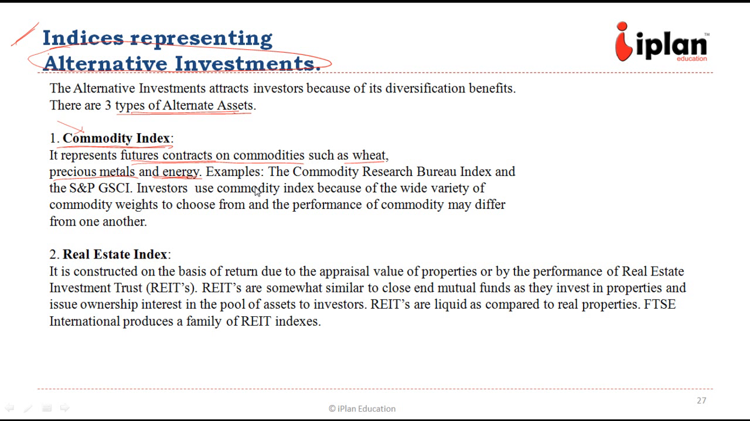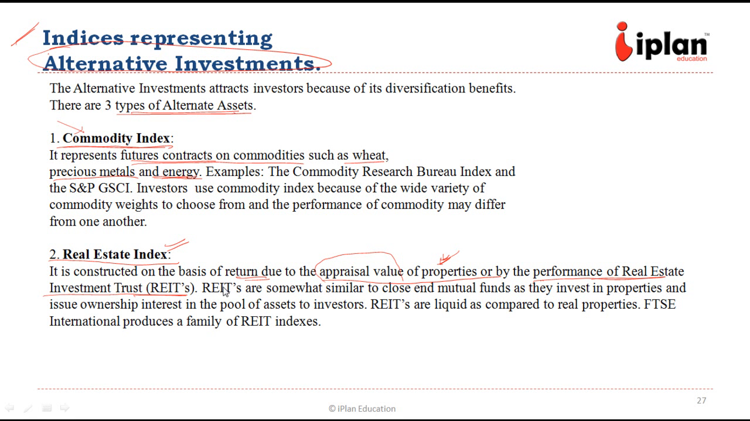Then another kind of alternative assets could be real estate. For that we can have various kinds of real estate index. It is constructed on the basis of return due to appraisal value of properties. Since the property market is not very liquid, we cannot see the actual transactions for all kinds of properties, so we need to depend on the appraisal value of properties or on the performance of real estate investment trusts, where we have a lot of properties which are being traded. So based on the performance of the REIT, we can find out the index value.